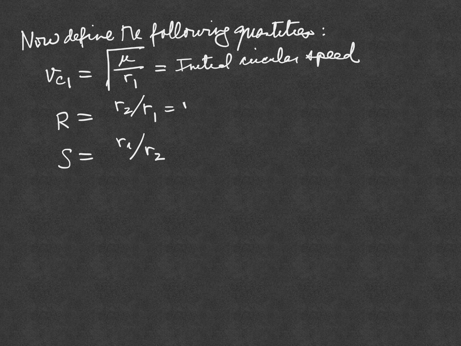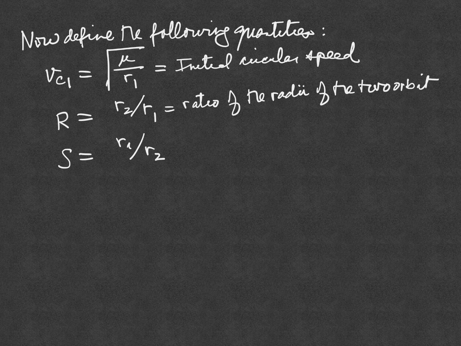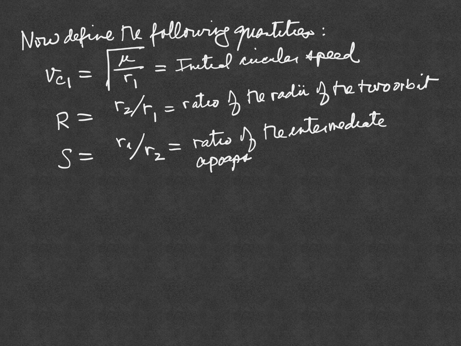R is the ratio of the radii of the two orbits, meaning the initial and terminal orbits. And then S, which is Ri over R2, is the ratio of the intermediate apoapsis distance to the radius of the terminal orbit.